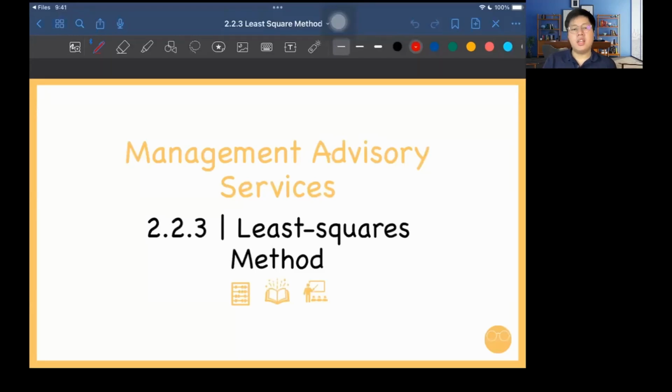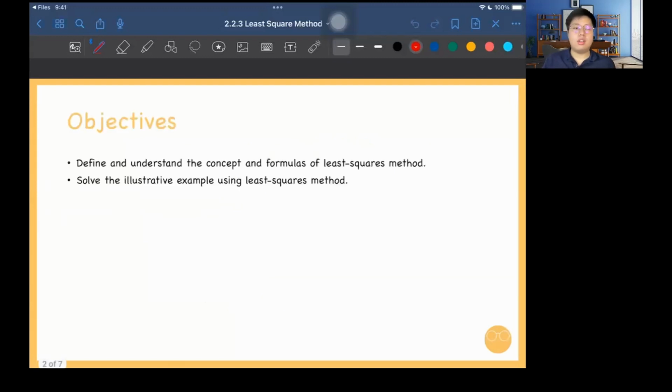Hi everyone. In this lecture video, we will be going to talk about the third most common cost segregation technique, which is the least squares method. The objective of this lecture video is to define and understand the concept and the formulas of the least squares method and to solve the illustrative example presented in this slide.